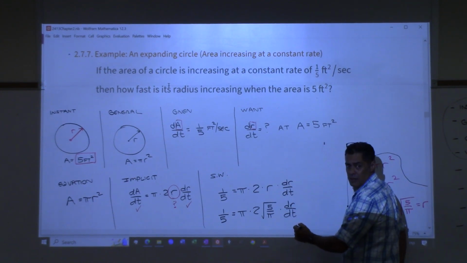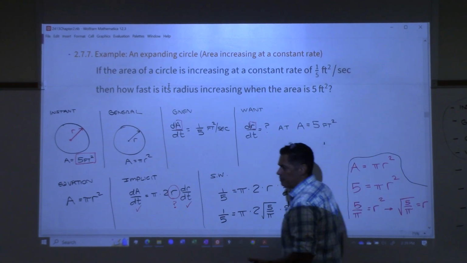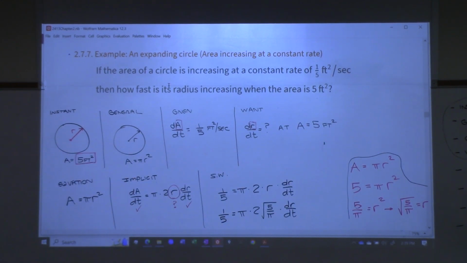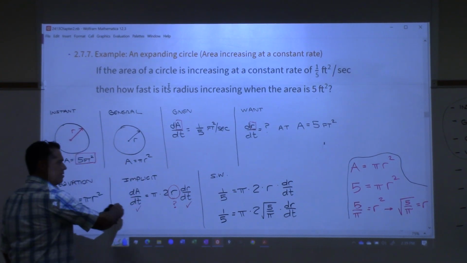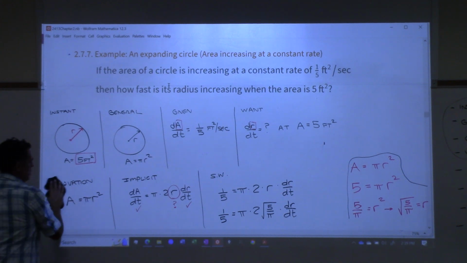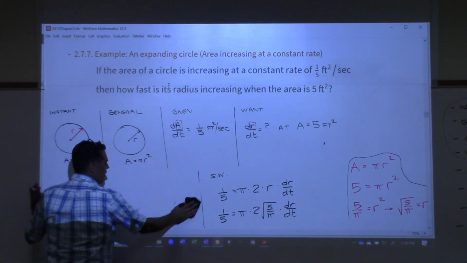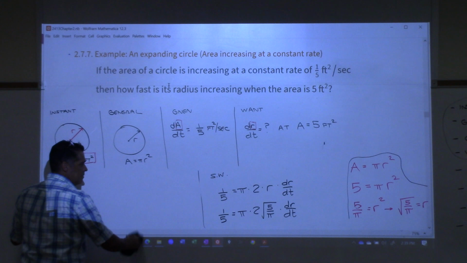Did you solve it already? You got something? I'm getting my calculator out. Before I get my calculator, let me do something here. Can I erase this right here?